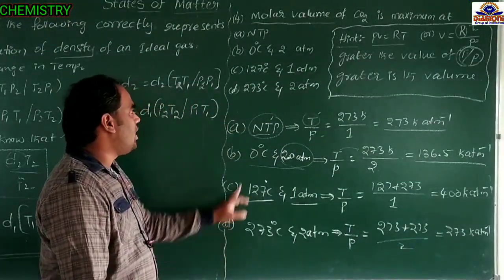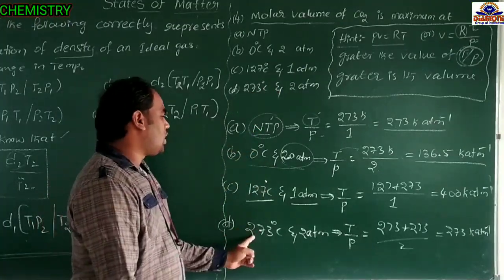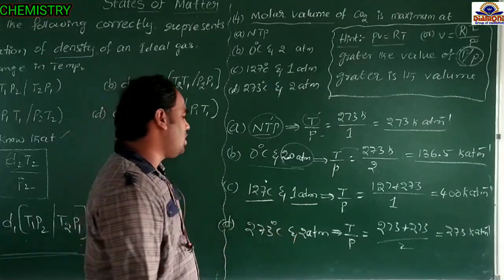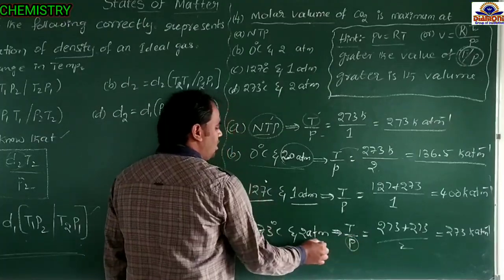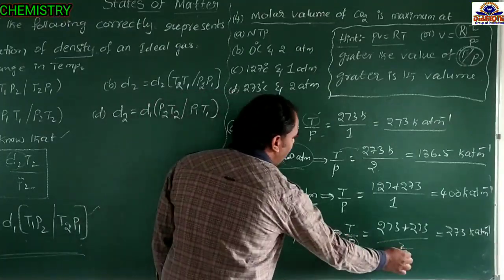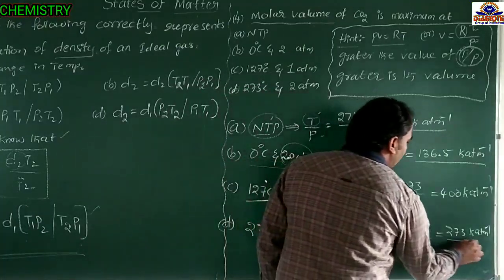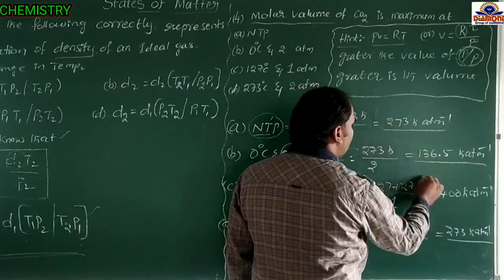So at condition D, 273 degrees Celsius and 2 atmosphere. Therefore, the T by P value: 273 Celsius converted to Kelvin, therefore 273 plus 273, and the pressure is how much here? 2 atmosphere. Therefore divided by 2. So 546 by 2 is nothing but 273 Kelvin per atmosphere. So finally we get four values here.